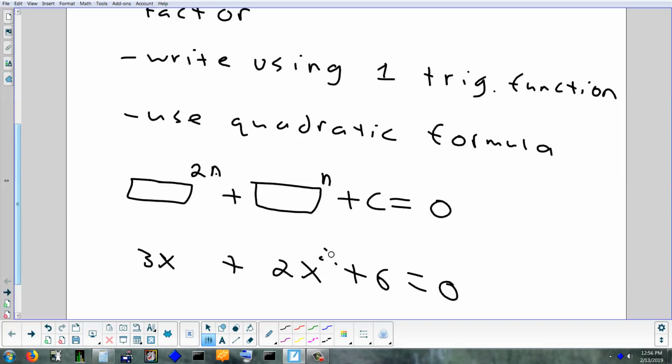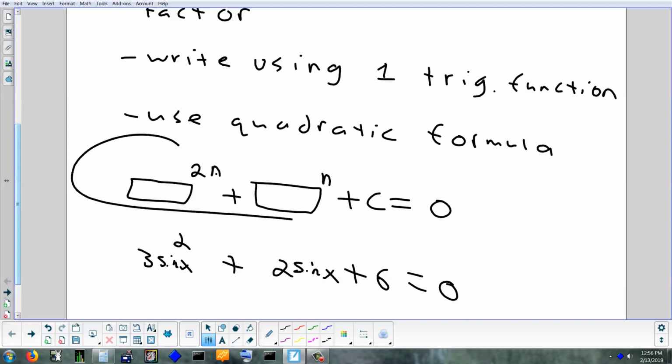And it doesn't even just have to be x's. You can use different letters, but I could also change this to sine x and sine squared x. It's exactly the same way to solve that problem if you wanted to use the quadratic formula. A is 3, B is 2, C is 6. You plug those numbers into the quadratic formula, and there's one extra thing you have to do at the very end. We'll look at that when we do it. But you can use the quadratic formula on anything that looks like this. Just fill in anything you want in the boxes, but the boxes have to be the same. Same thing in each box.